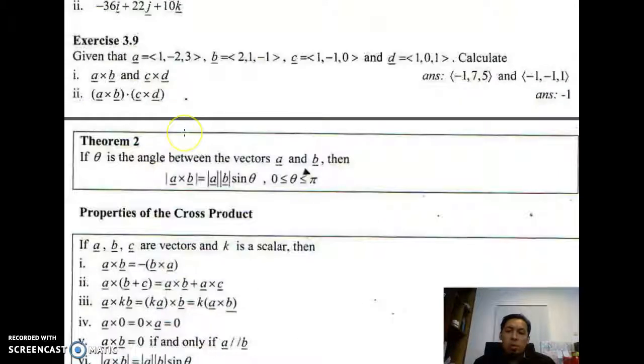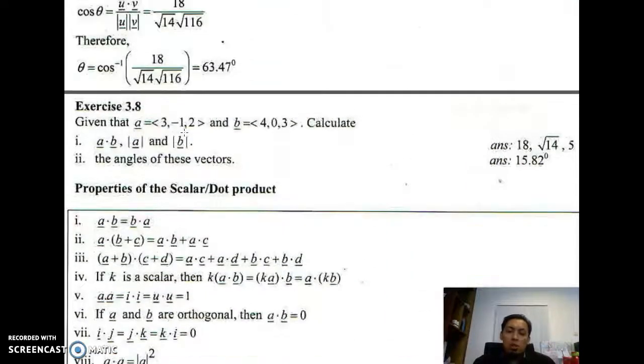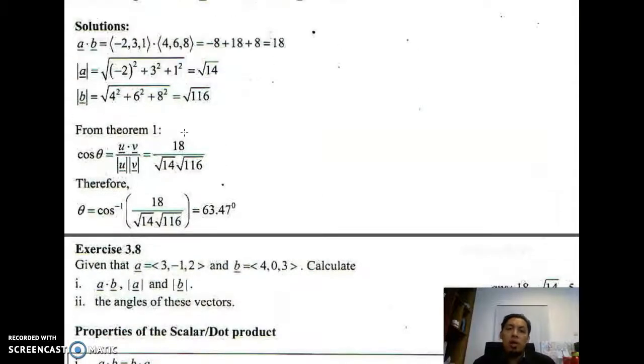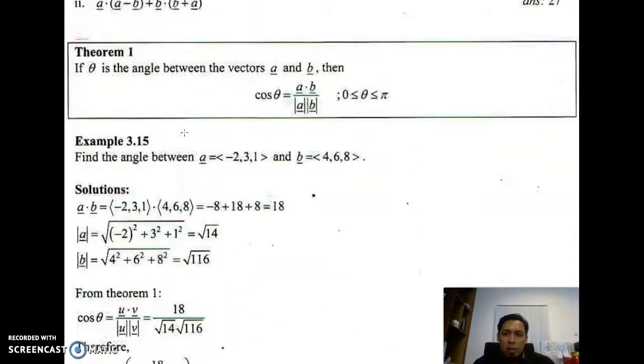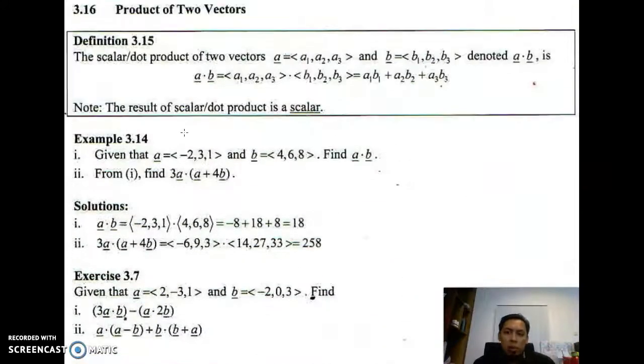So these two multiplications will give us a different answer and will serve a different purpose. Okay, so let's talk more about that in our next video.